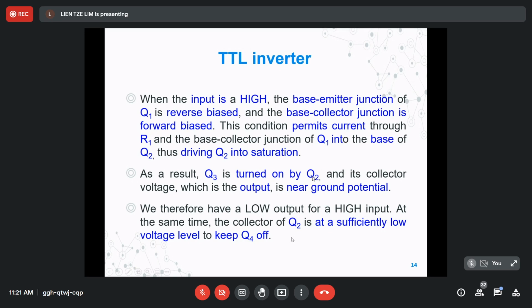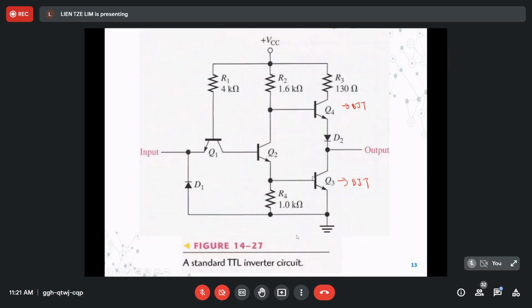Based on the statements given here, referring to this diagram again, when the input is high, Q3 is on. When input is high, then output is low. Output low means that the output is pulled down by the ground. So when it is pulled down by the ground, Q3 is on. Q3 will be on, Q4 will be off, and this Q3 is turned on by Q2.